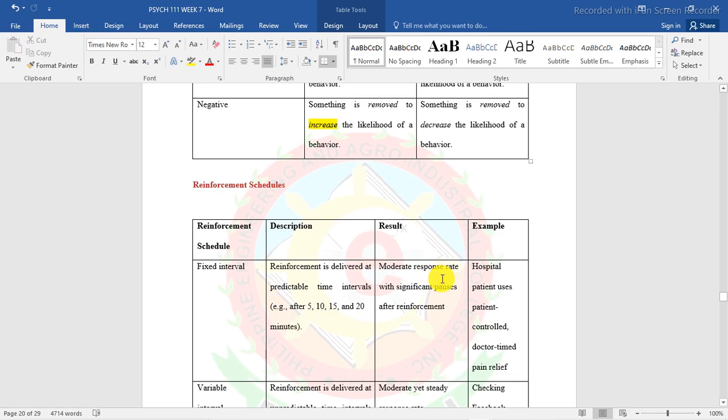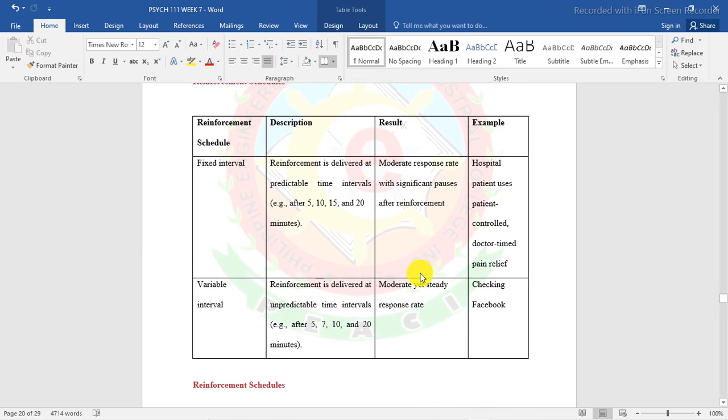Result, moderate response rate with significant pauses after reinforcement. Example, hospital patient uses patient-controlled, doctor's time pain relief. So, example, binibigyan ka ng pain reliever, di ba? Mayroon yung time. Okay, so patient uses patient control or doctor time pain relief.